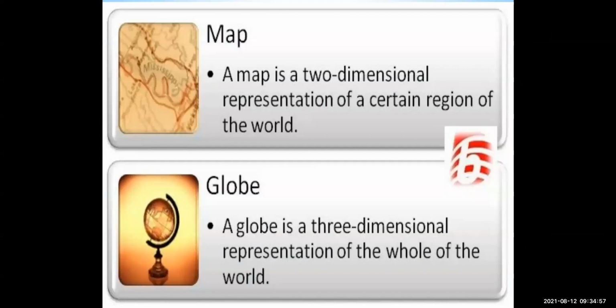So students, what is the map? A map is two-dimensional. Two-dimensional means a surface which has length and width. It means a paper, a blackboard, a tabletop, or a land which has a flat surface. A surface which has only length and width is two-dimensional.